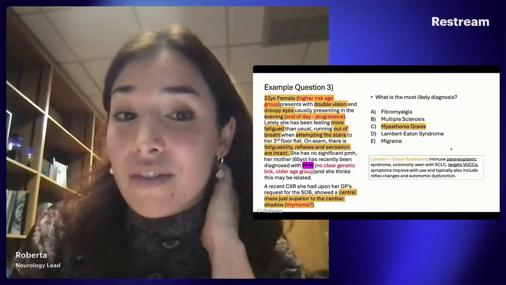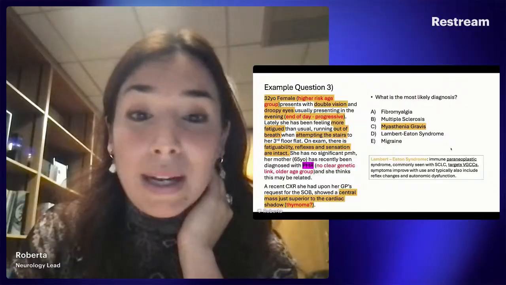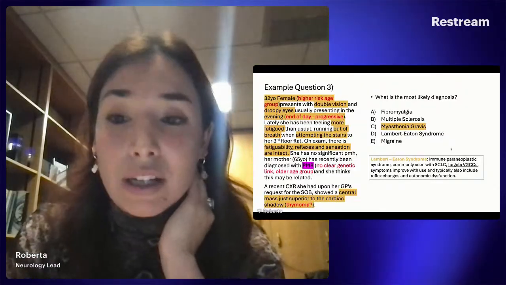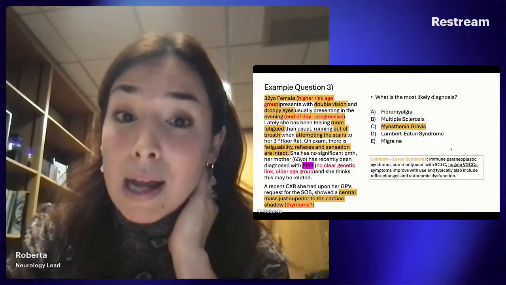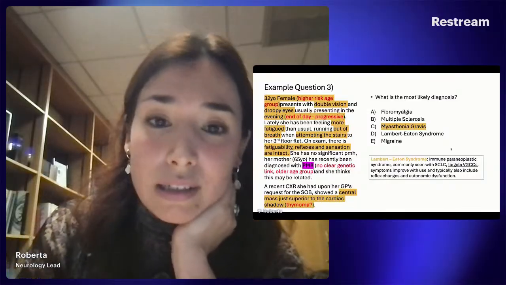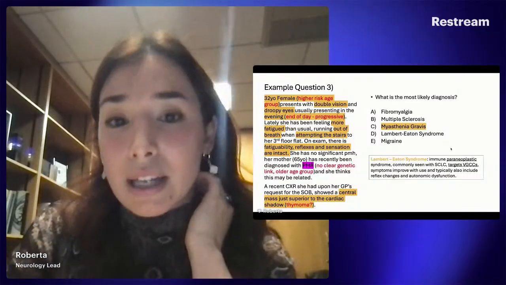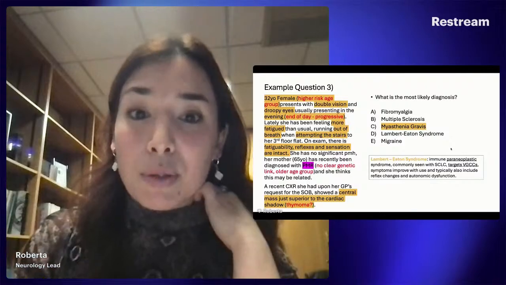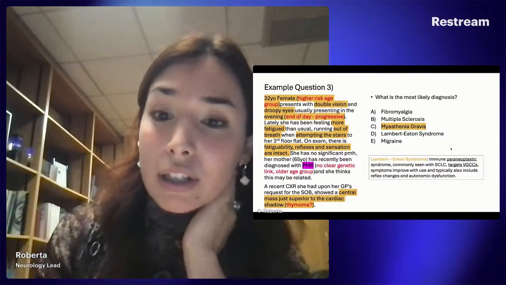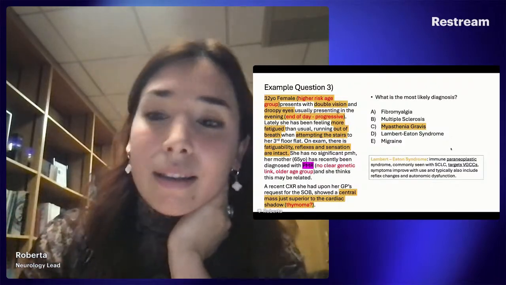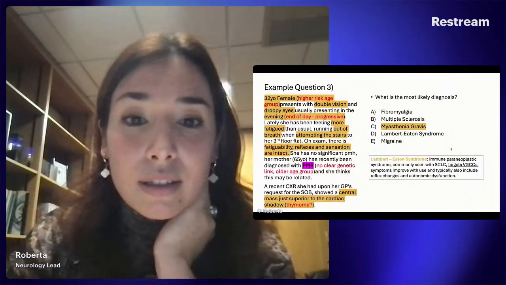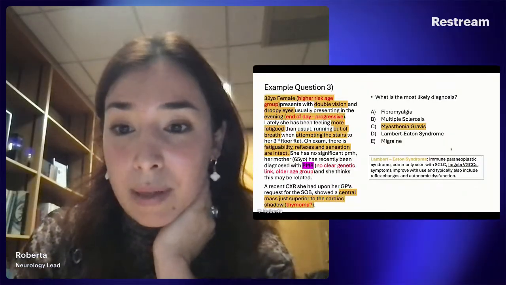So in myasthenia gravis, like we mentioned earlier, we're not expecting any sensory deficits. We're not expecting any reflex abnormalities because of the nature of the disease. I guess one could argue that in MS, the symptom presentation might vary depending on where the lesion is. But I think, again, this is giving us a clue as to what the condition could be.